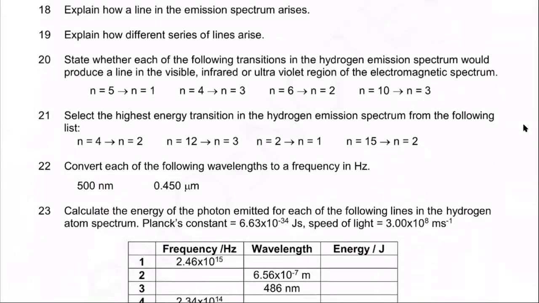And then if you have these electron transitions, for hydrogen, are they going to be in the visible spectrum, infrared, or UV? Okay. And that's based on what we talked about when we reviewed last week as well.